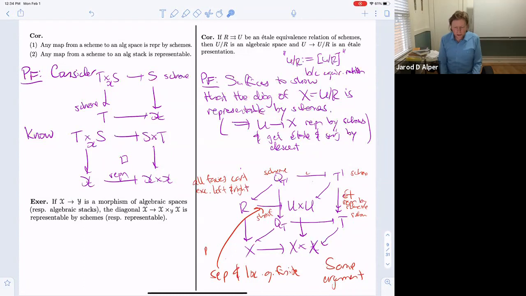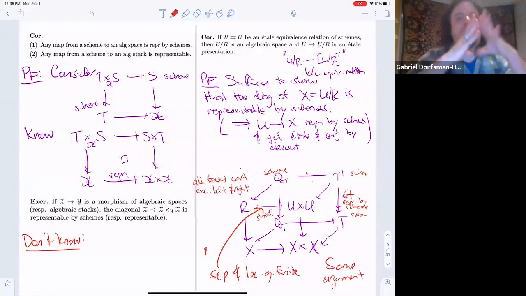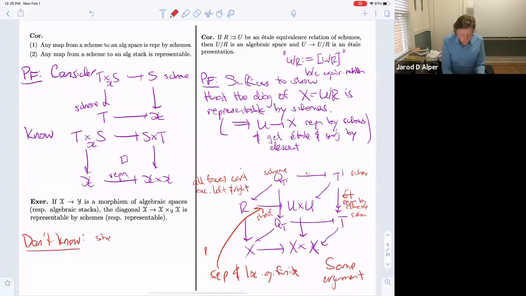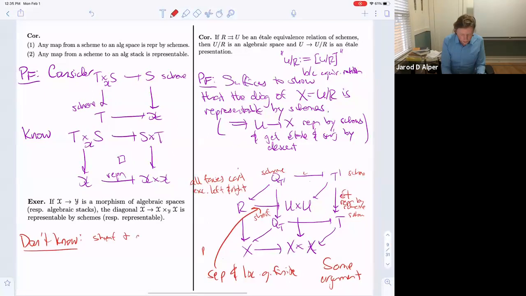Something we don't know yet, maybe this is a warning. Maybe these are two things that we don't know. We don't know that a sheaf plus being an algebraic stack implies being an algebraic space. That's sort of a nice point, which is sort of along the lines of your question.